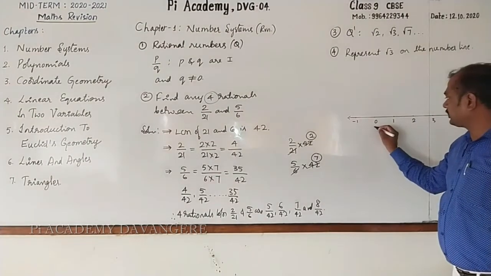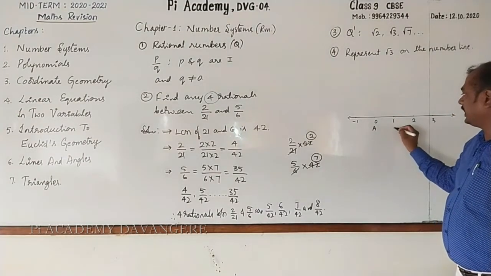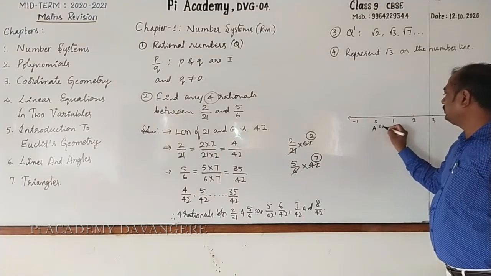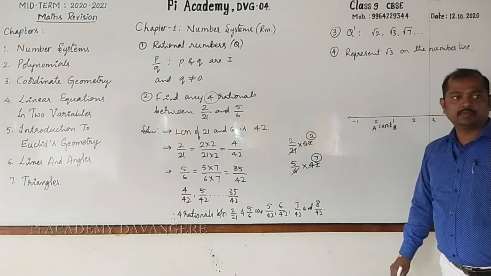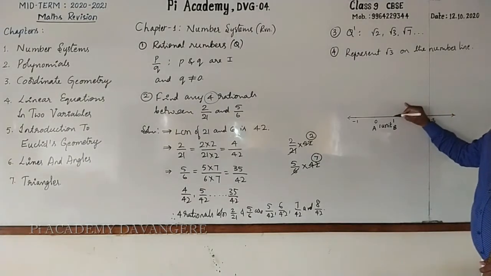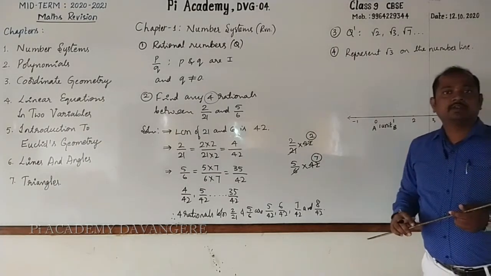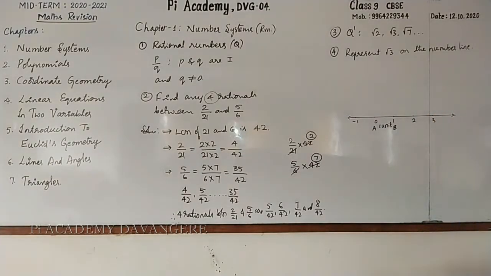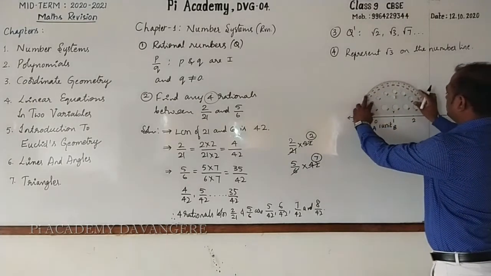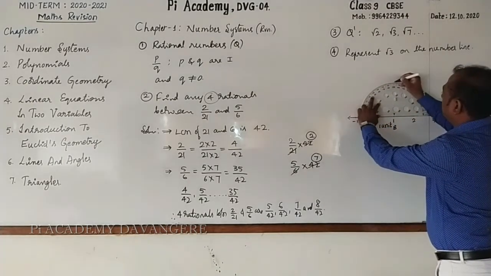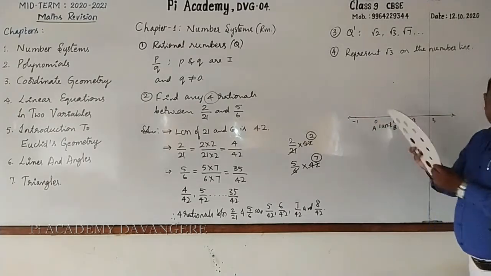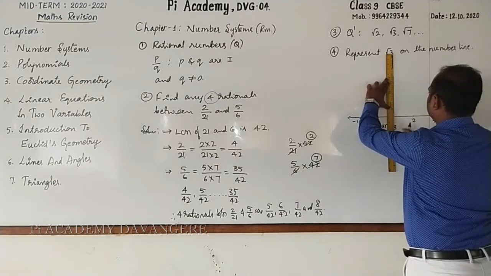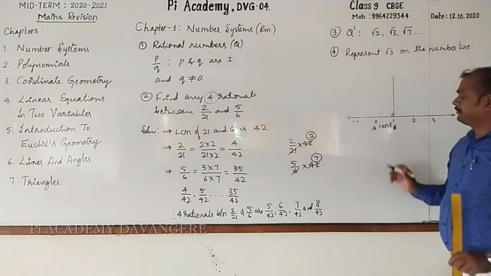Left side are negative, minus 1. At 0, you may call this point A and 1 as B. The distance from A to B, call this 1 unit. Followed. Next, at B, construct 90 degrees. Yes, I'll take the protractor. Okay, like this. At B, mark against 90 degrees. Then draw a straight line. Then this is the perpendicular.